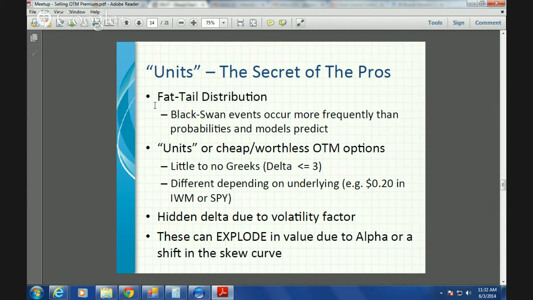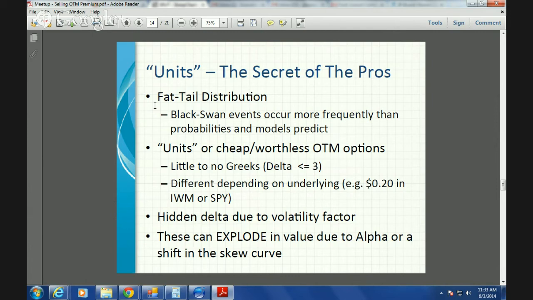So how do we account for that? What do we do in order to protect ourselves? That's where units, or cheap, worthless, out-of-the-money options, come in. Units have little to no Greeks, delta less than or equal to 3, and they're not really going to do much in terms of the model. When you add them into your trade, you won't really see much of a difference because, again, they have no Greeks.